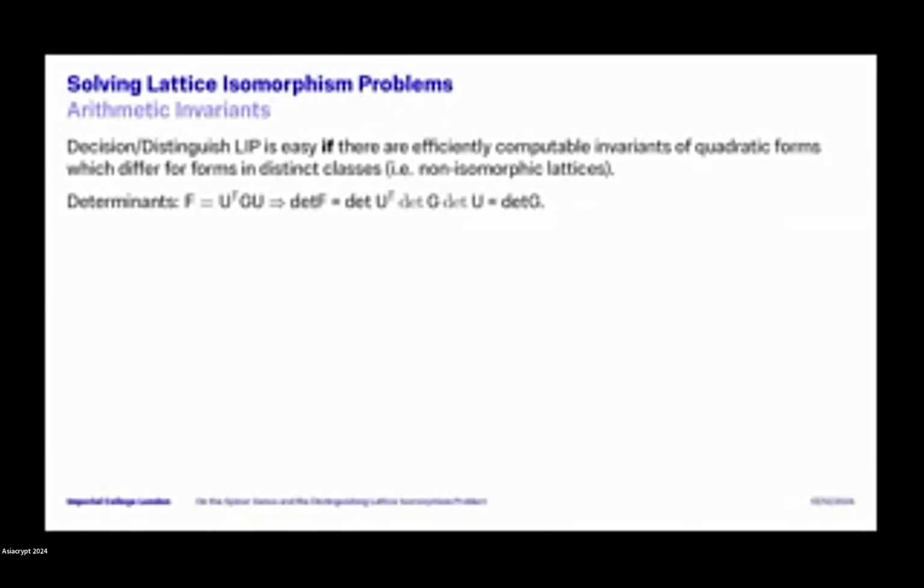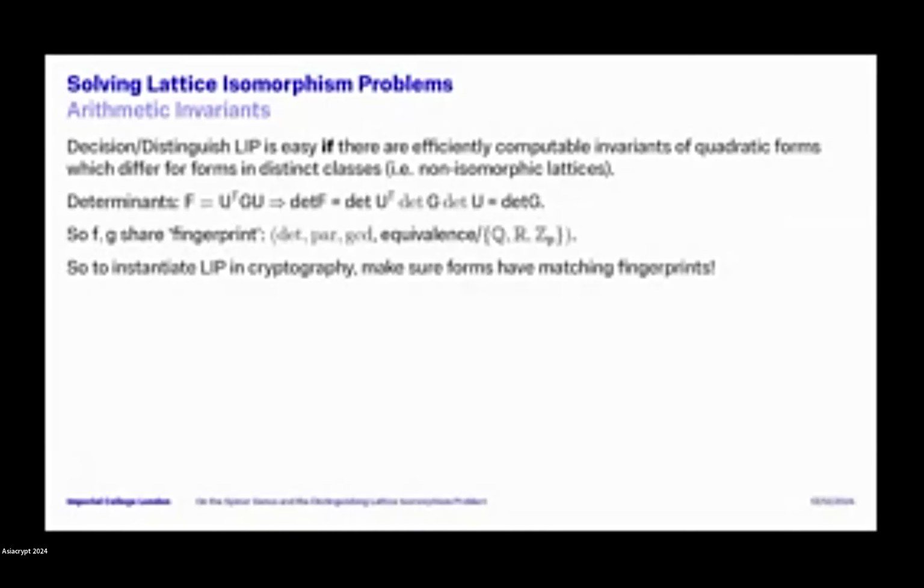An example of this is the determinant. So if we take equivalent quadratic forms and just take the determinant of both sides of the relation, we find that this determinant is the same. So there is some fingerprint, i.e. some set of invariants that are efficiently computable that we can compute on any quadratic form.